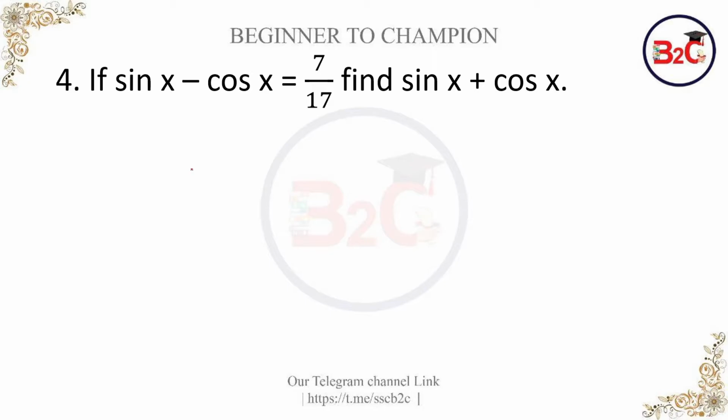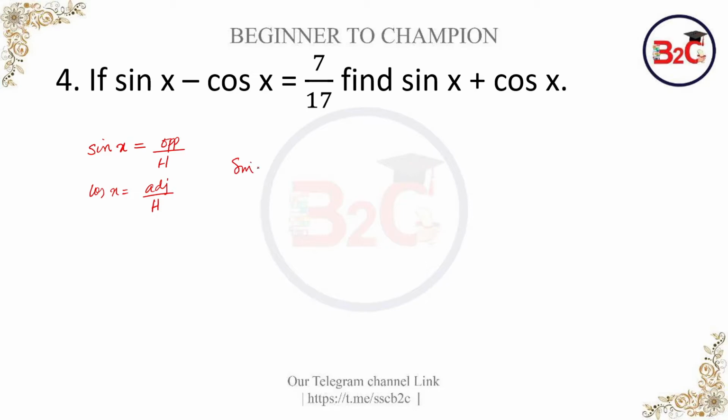If sin x minus cos x is equal to 7 by 17, find sin x plus cos x. Okay, this is a question. Now this is very simple here. So we know the trigonometric ratio sin x is equal to opposite side by hypotenuse, and cos x is equal to adjacent side by hypotenuse.